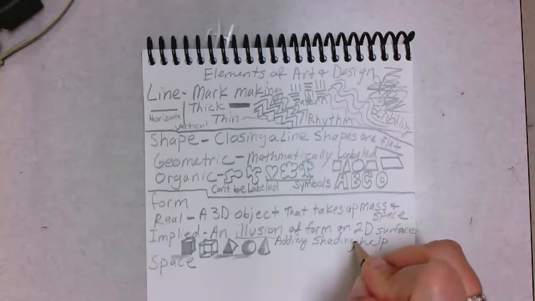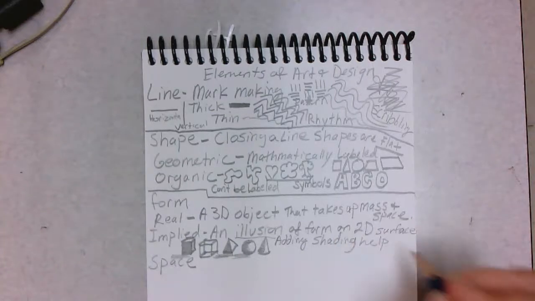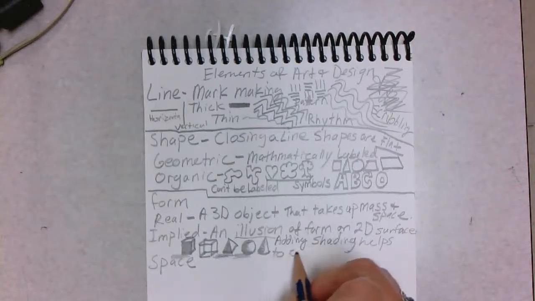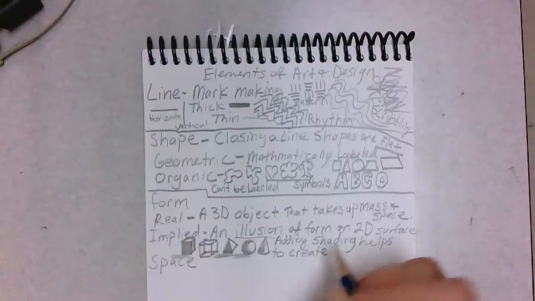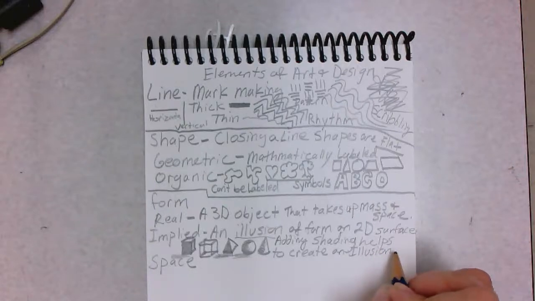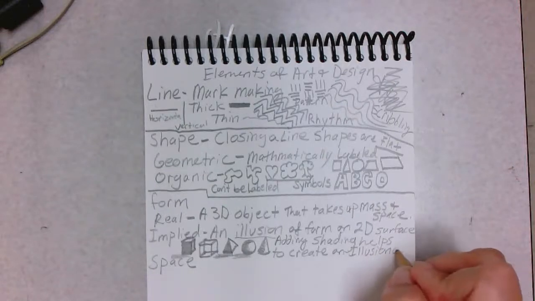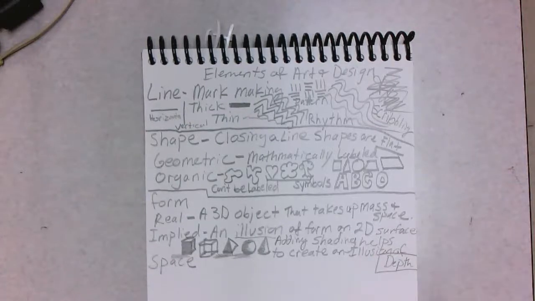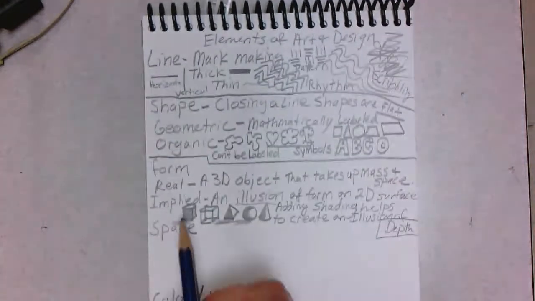Okay, so adding shading helps to create an illusion of depth. All right, depth, we're going to talk about that here in a minute also. So depth is kind of important. Depth could be considered like an element, but it gets incorporated into form and space.